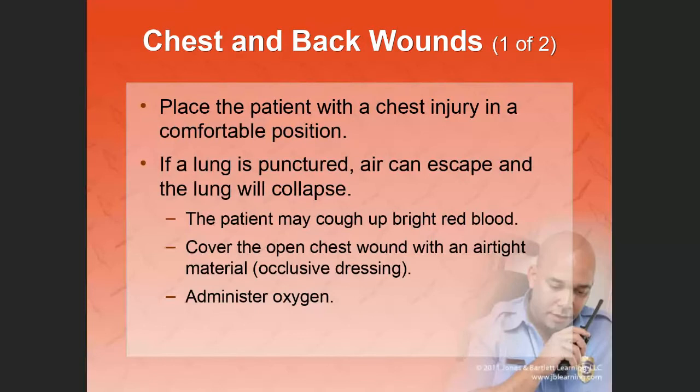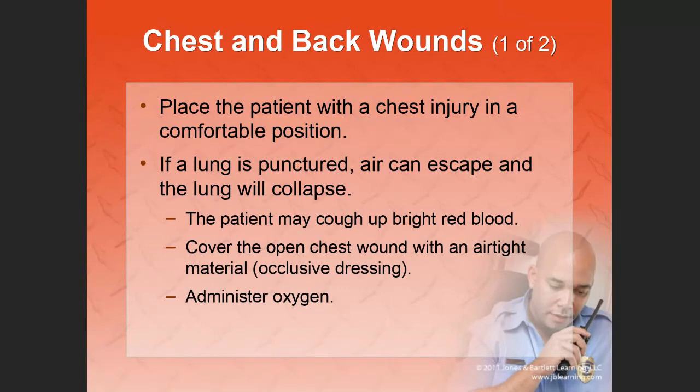For chest and back wounds, place the patient with a chest injury in a comfortable position. If a lung is punctured, air can escape and the lung will collapse. We call that a sucking chest wound. The patient may cough up bright red blood, and as I stated before, if you have a patient that's coughing up blood, it is coming from the lungs. If they vomit up blood, it's coming from the intestine.